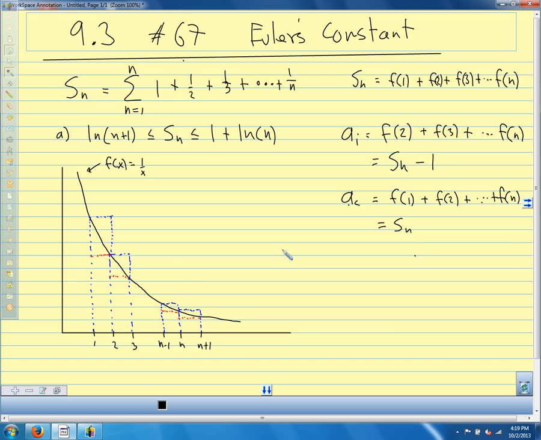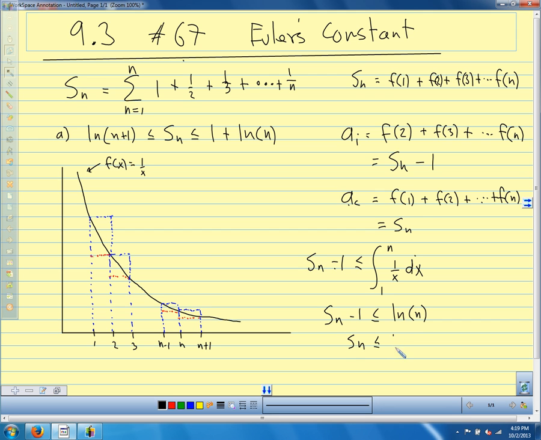The area of the inscribed rectangles is less than or equal to that integral. So S of n minus 1 is less than or equal to the integral from 1 to n of 1 over x dx. Well, when I evaluate this integral, it's the natural log of x, evaluated between 1 and n. Natural log of 1 is 0. So S of n minus 1 is less than or equal to the natural log of n. And I'm going to add 1 to both sides, so S of n is less than or equal to natural log of n plus 1. Well, there's the first part of my inequality.